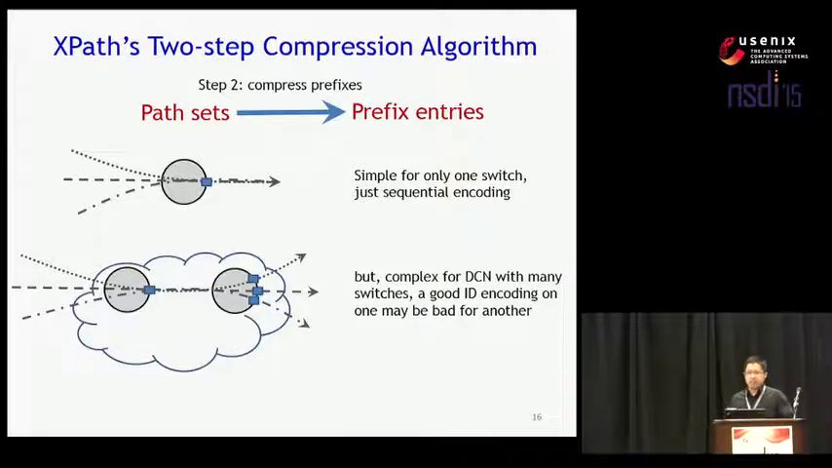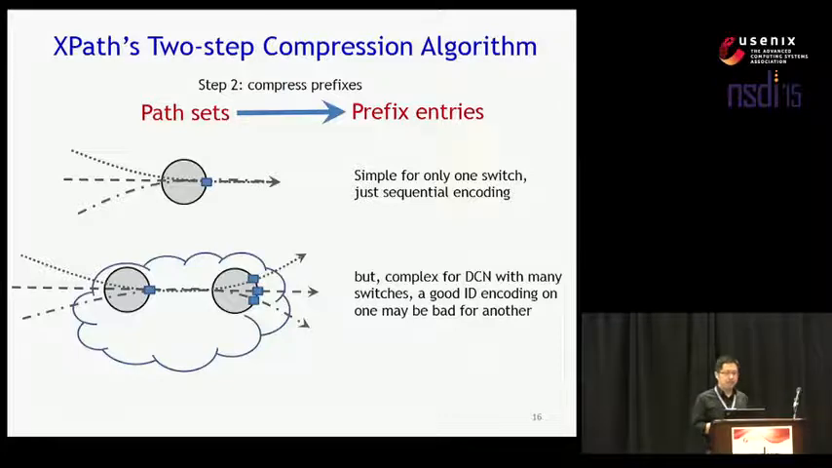However, a data center can have many switches. So a good path ID assignment on one switch can lead to a very bad result on another. For example, in the bottom graph, a good path ID assignment on the first switch is that these three paths need to be assigned consecutive IDs. However, with consecutive IDs, it causes problems with the second switch, because these three paths go through different ports.